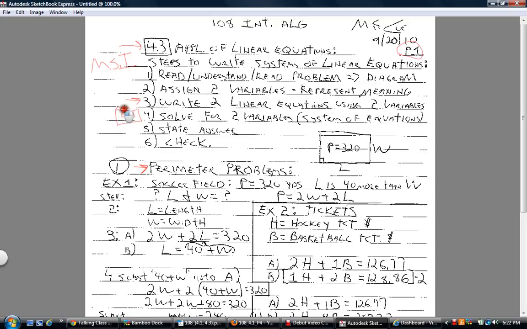And I tell my students the first 3 steps here is the challenging part for everybody, and I understand that.